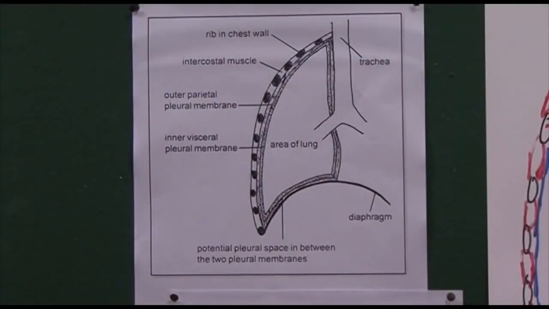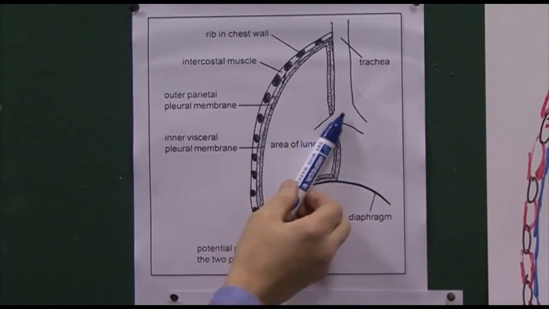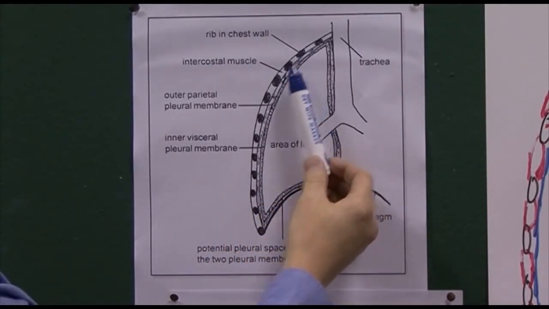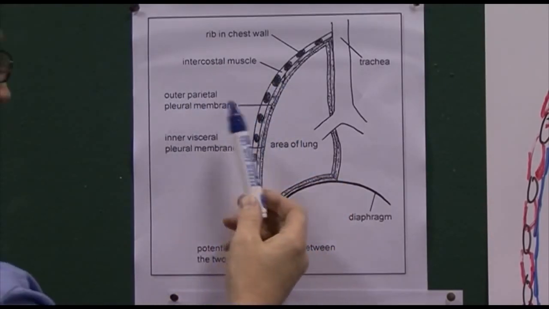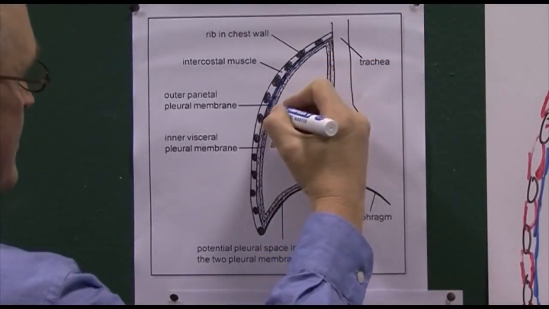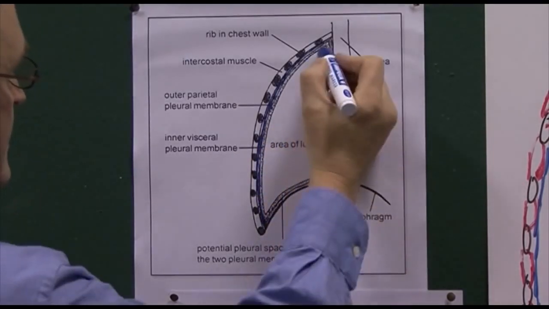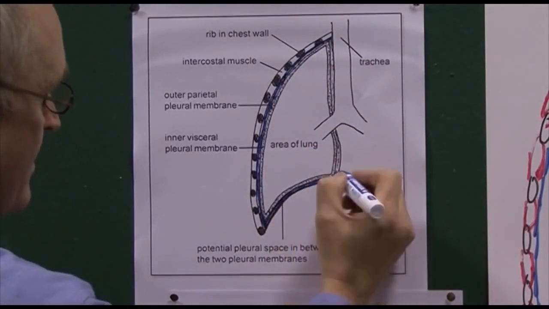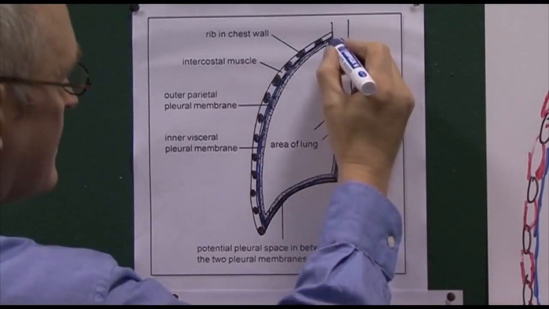So this is the diagram out of the pathophysiology book actually. We can see the trachea. In this case that will be the right main bronchus. We can see the rib in the chest wall. This area would be the intercostal muscles. And here we see the outer pleural membrane, and last time we drew that in blue, so we'll do the same. So here we see the outer pleural membrane along the inside of the thoracic cavity, top of the diaphragm, through the chest.